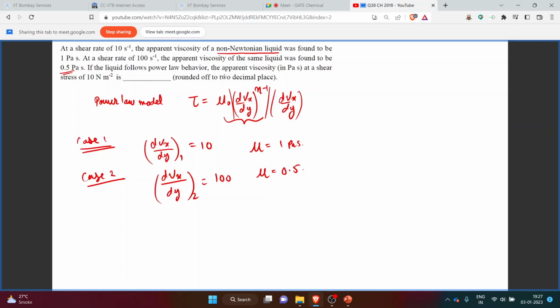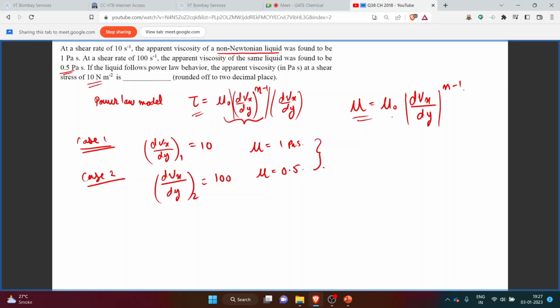Now we have to find the apparent viscosity at a shear stress of 10 Newton per meter square. So the apparent viscosity is mu naught times (dvx upon dvy) raised to n minus 1. We have to find this value when the shear stress, that is tau, is 10 Newton per meter square. For that, we need to find the values of mu naught and n. Then we can replace them in this equation to find the apparent viscosity at a shear stress of 10 Newton per meter square. So let's first utilize the information provided by case 1 and case 2.